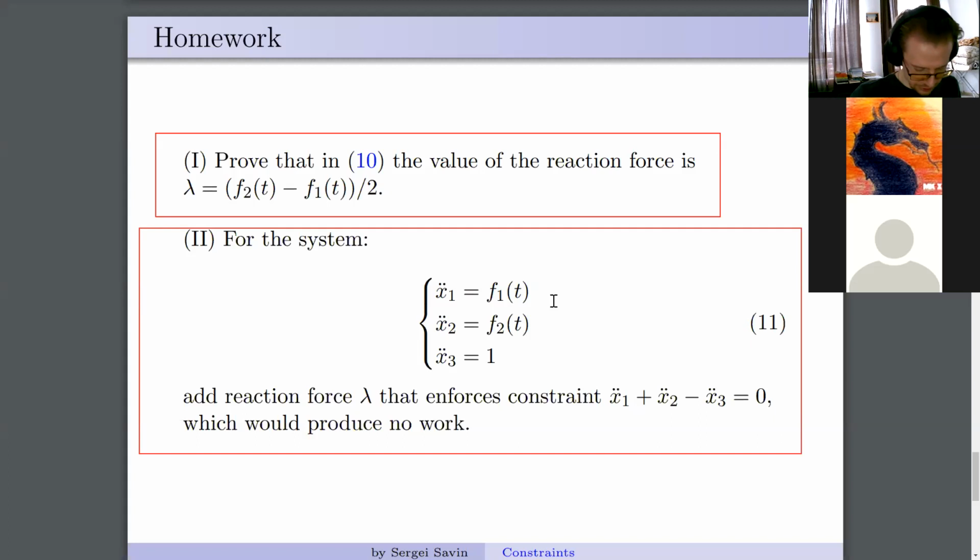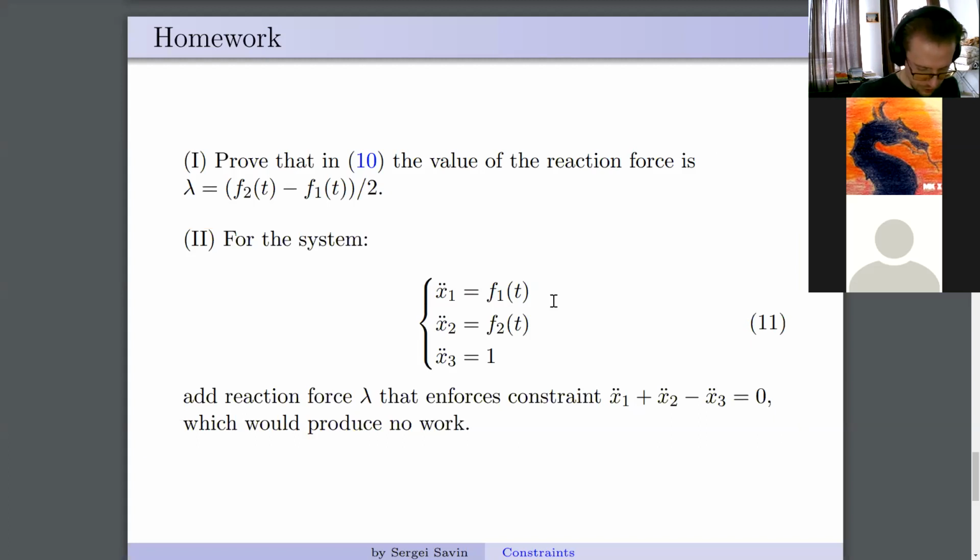Think about it as a two-body system. So think about this system 11 as describing two bodies which are completely independent, with a force acting on one body, a force acting on the other body, and a three-body system, and there is a third body here. And the stage goes with a constant acceleration of 1.